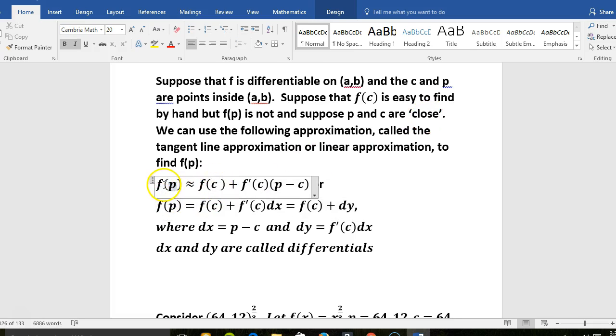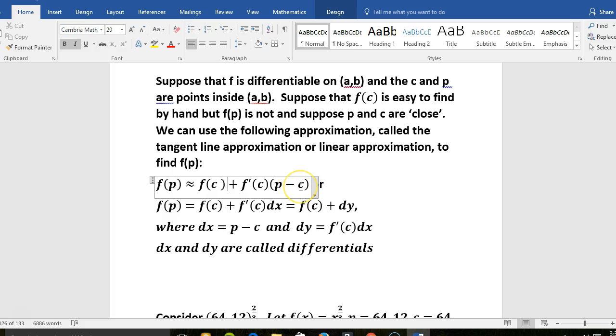But if f of p is hard to find and your professor is just not going to let you use a calculator, what you can do is find f of c, which is easy to find, and then plus f prime of c times p minus c. We're assuming f prime of c will also be a pretty easy thing to find. F of c is very easy to find. F prime of c is fairly easy or very easy to find. And of course, p minus c is trivial, and you'll do that by hand.